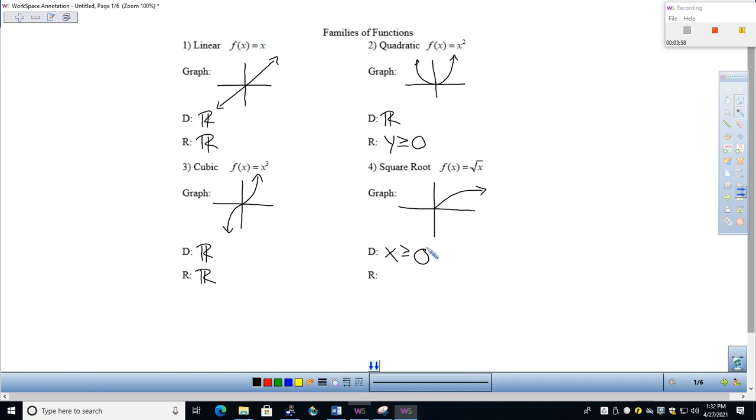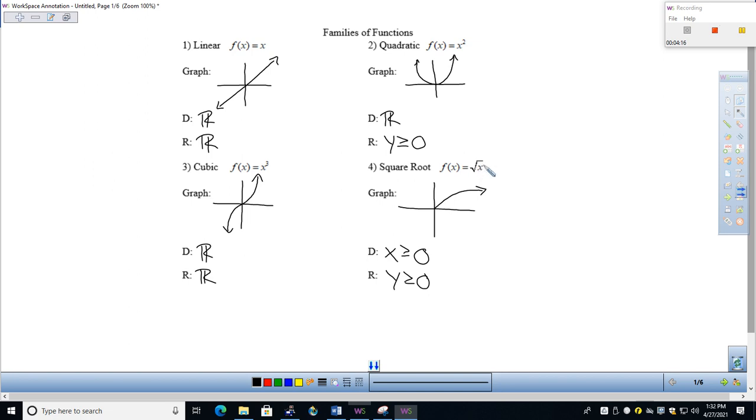And in terms of the range, I just need to get a vertical perspective on this. Same idea, I've got a low point there at the origin. So that low point has a y value of 0, and then the graph is represented up from there. So same deal, just greater than or equal to 0. And that makes sense if we're talking about a real number system, of course.